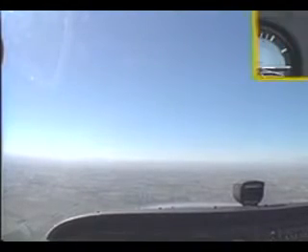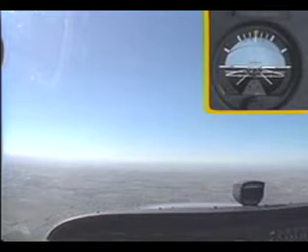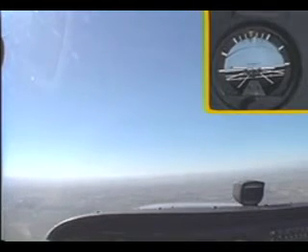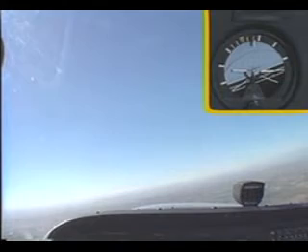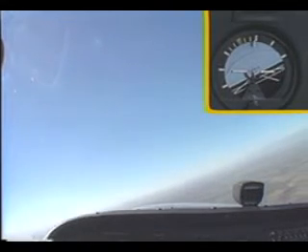A combination of pitch and bank is shown just as easily. For example, during a climbing right turn, the nose is above the horizon, and the miniature airplane is banked to the right.